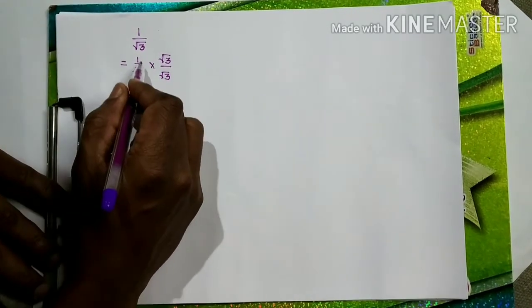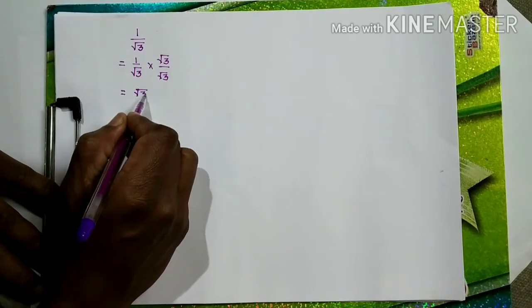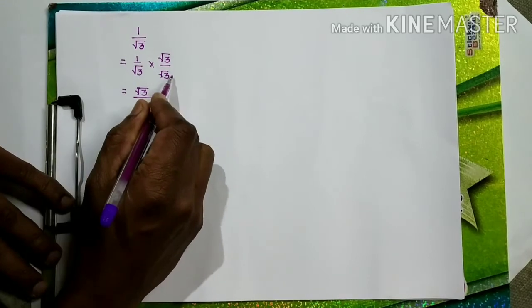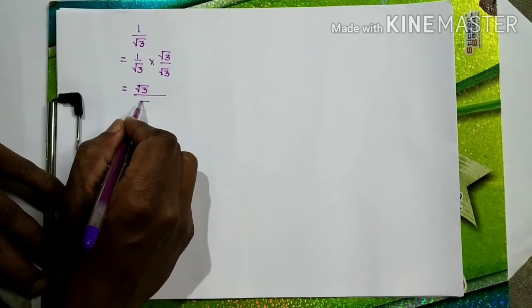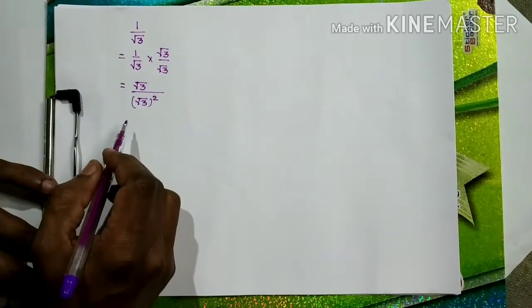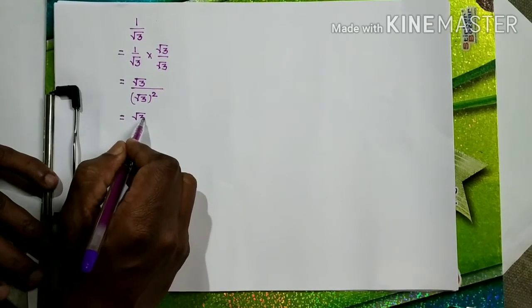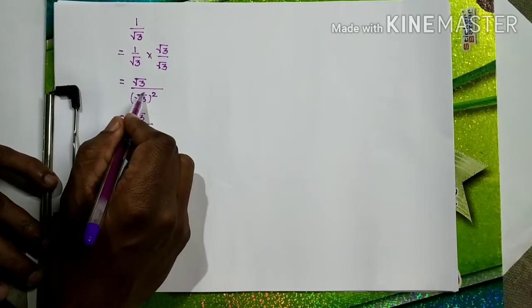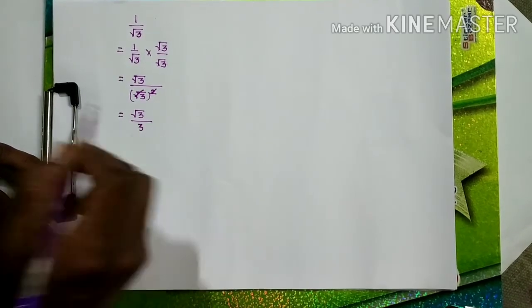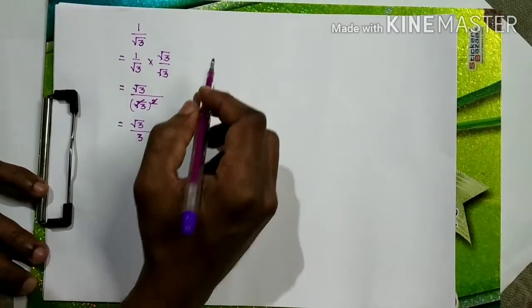The second step is 1 multiplied by root 3 is root 3, divided by root 3 into root 3, so it is root 3 square. The next step is root 3 divided by root 3 square, and the square root and square get cancelled. So what remains? 3. So this is the final answer, root 3 upon 3.